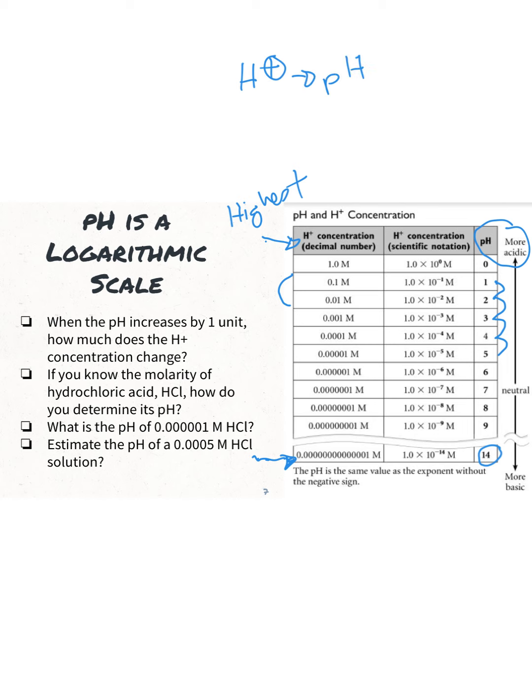Okay, so if you know the molarity of hydrochloric acid, how do you determine its pH? Well, let's just pick anything in here. Let's go ahead and pick this row. And we can see that here's the molarity. Once again, molarity, when we see it written like this, the capital M stands for moles per 1 liter.